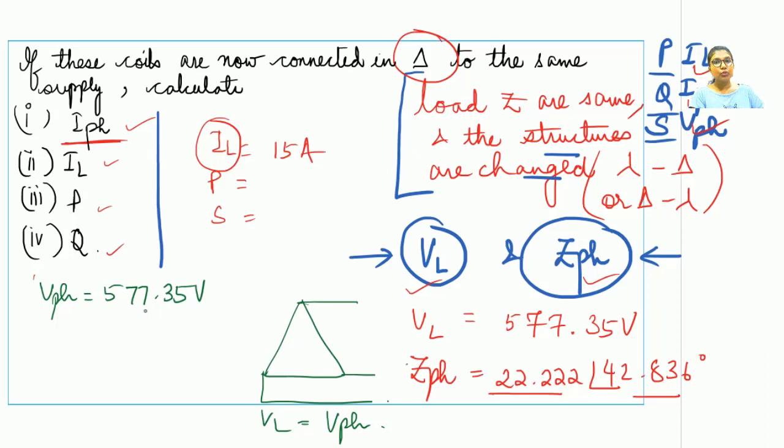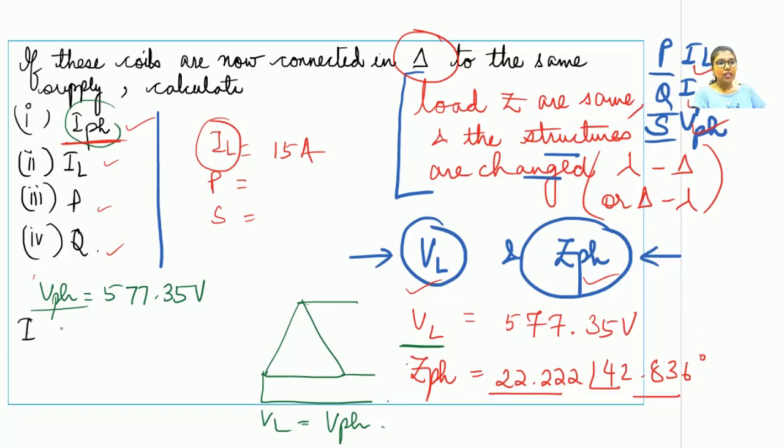Rather, it had come out to be 333.33 volts. But now, the same load impedances are connected in delta. So, the line voltage would be equal to the phase voltage. Now, since this phase voltage has changed, naturally, the phase current will also change. So, what will be the value of this phase current?